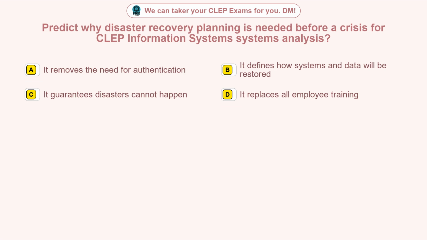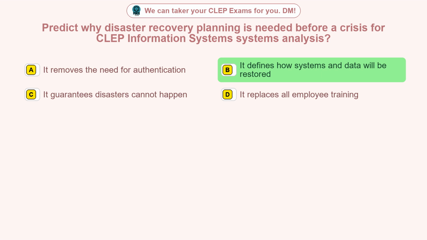Question 49. Predict why disaster recovery planning is needed before a crisis for CLEP Information Systems analysis. Option A. It removes the need for authentication. Option B. It defines how systems and data will be restored. Option C. It guarantees disasters cannot happen. Option D. It replaces all employee training.